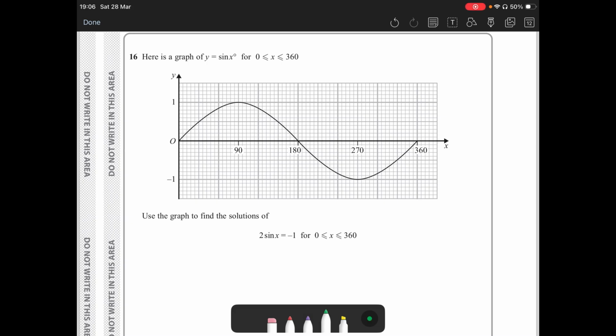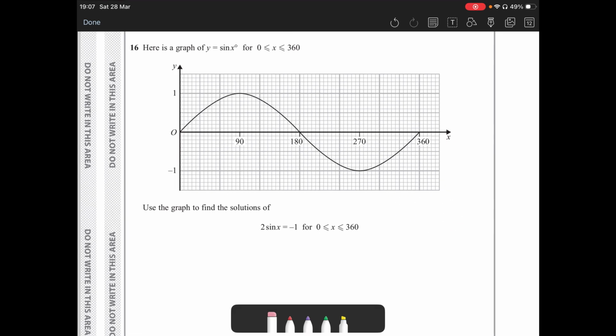All right, so this one's transformation of graphs. So you've got f of x is sine x. So 2f(x) would be 2 sine x. No, this is not that sort of question. My bad, people. My bad. Yeah, because I'm looking at the graph.